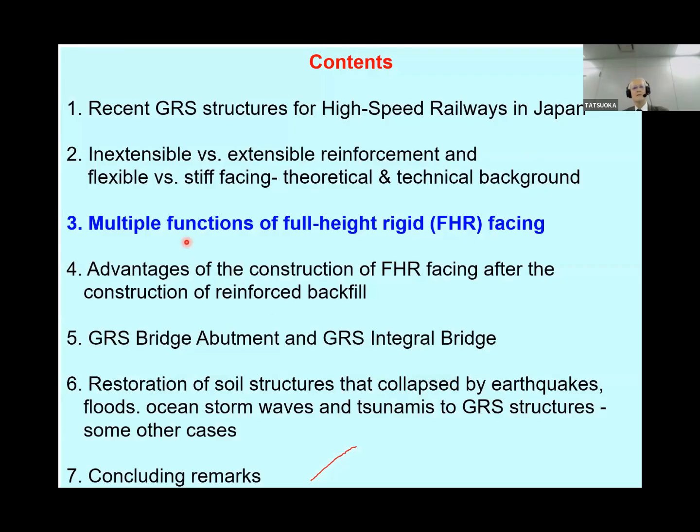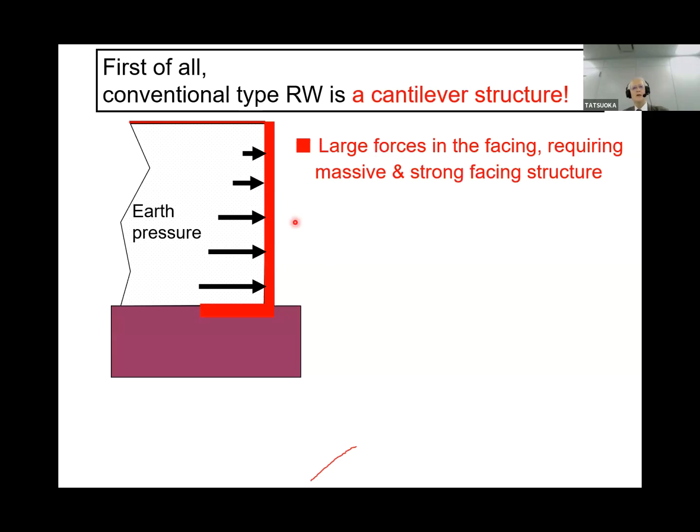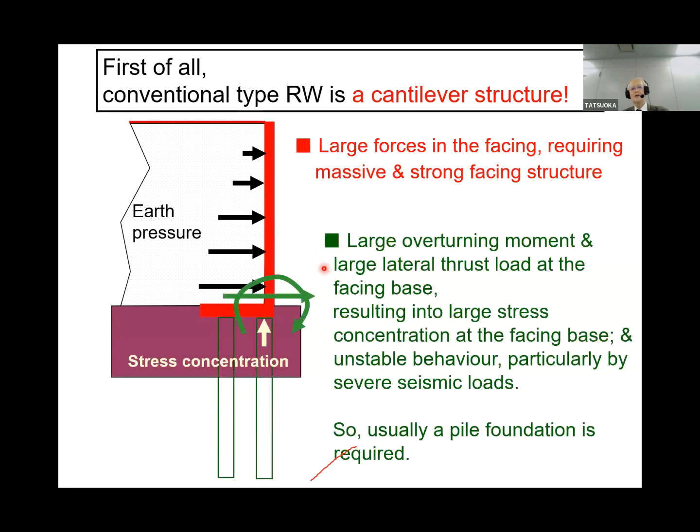So the next topic is the multiple functions of full height rigid facing. First of all, a conventional type retaining wall is a cantilever structure. With this structure, we have large forces in the facing. This requires a massive and strong facing structure. Besides, we have a large overturning moment and large lateral thrust load at the facing base. This results in a large stress concentration at the facing base and unstable behavior, particularly by severe seismic loads. So we usually use a pile foundation.